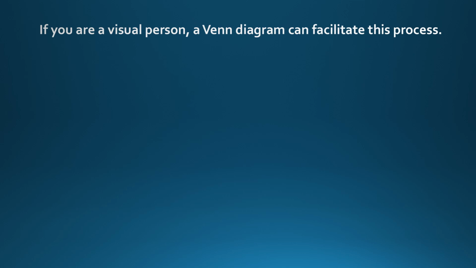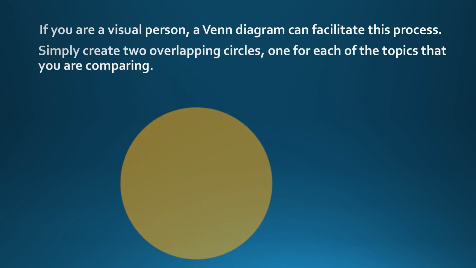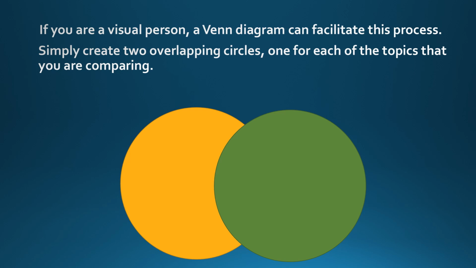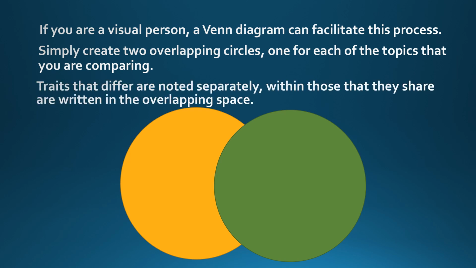If you are a visual person, a Venn diagram can facilitate this process. Simply create two overlapping circles, one for each of the topics that you are comparing. Traits that differ are noted separately, while those that they share are written in the overlapping space. This is a helpful visual aid because it organizes similarities and differences clearly.